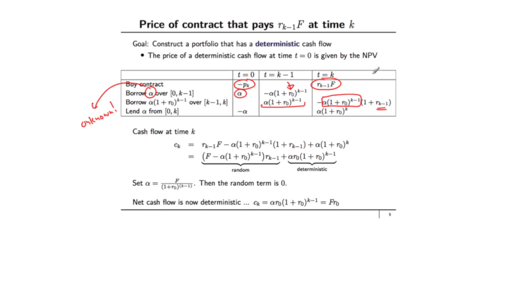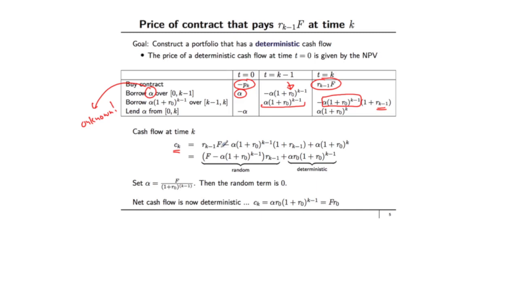So let's now look at what happens to the cash flows at time t equal to k. The net cash flow at that point, ck, is going to be rk minus 1 times f, which is the cash flow associated with the contract, minus alpha times 1 plus r0 to the power k minus 1 times 1 plus rk minus 1. This is the cash flow associated with borrowing alpha times 1 plus r0 to the power k minus 1 over the period k minus 1 to k, plus alpha times 1 plus r0 to the power k, which is the cash flow associated with lending alpha amounts from 0 through k.